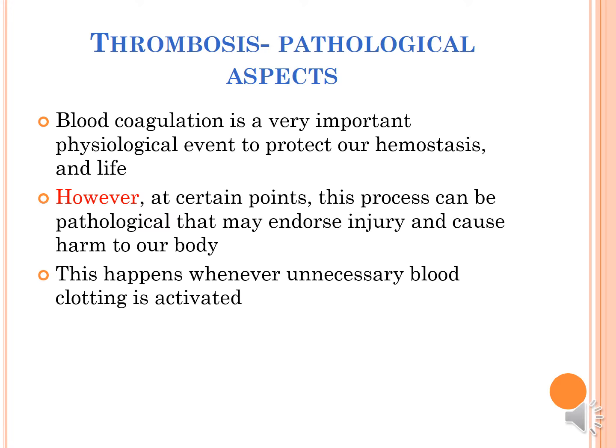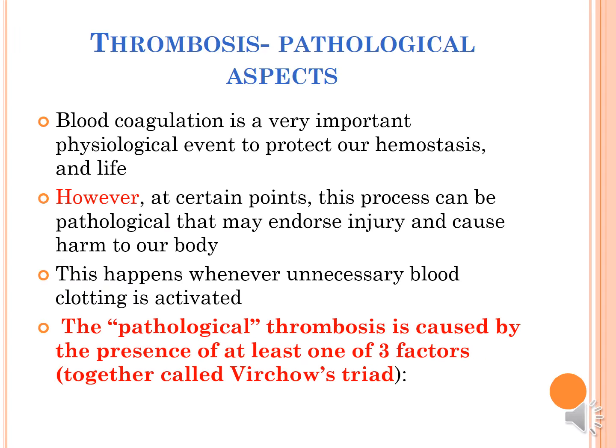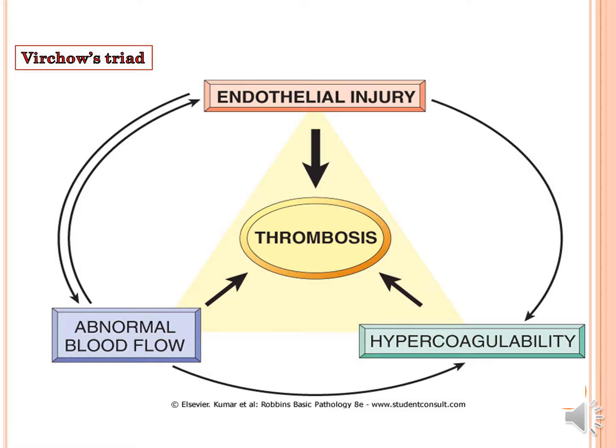This happens whenever unnecessary blood clotting is activated. The pathological thrombosis is caused by the presence of at least one of three factors, altogether called Virchow's triad. The word triad means three things, or three factors. So there are three factors that contribute to the pathology of thrombosis. These factors include endothelial injury, abnormal blood flow, and hypercoagulability.